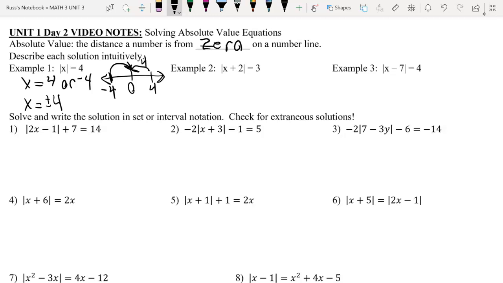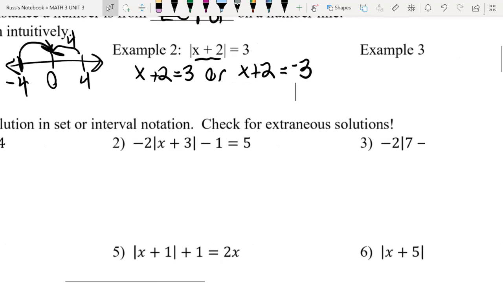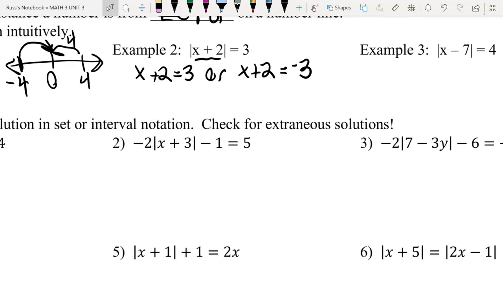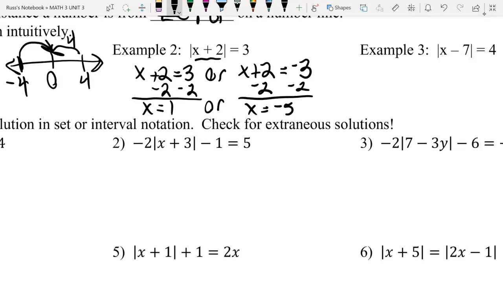Now, if we get to one like example 2, here's the trick. The absolute value of x plus 2 equals 3. So we could say that x plus 2 could equal 3, or x plus 2 could equal negative 3. Then I solve each of these little miniature equations. So x equals 1 or x equals negative 5. Those are my solutions.